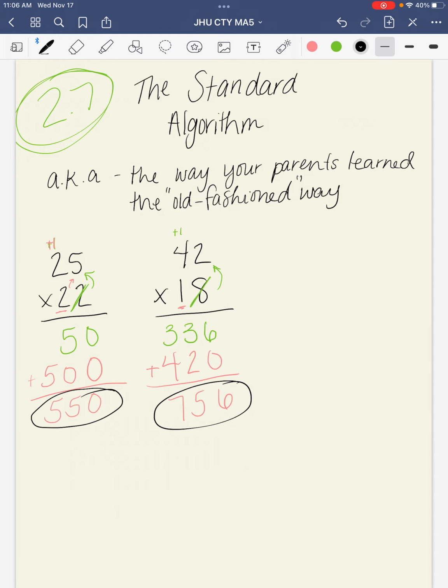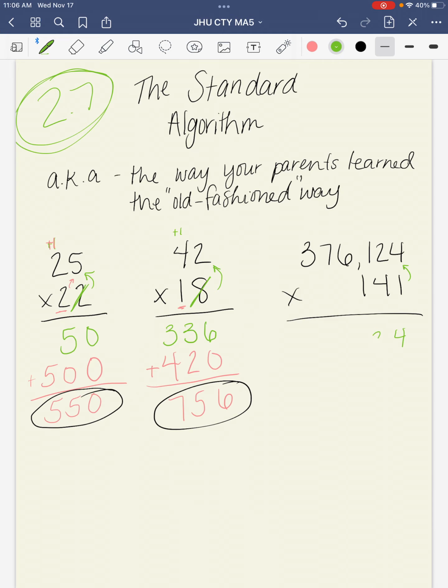Let's look at 376,124 times 141. Whew. Big numbers. This problem's gonna take us a little longer to do. That's okay though, because we can do it because we know the standard algorithm. So let's start on that right side again. 1 times 4 gives me 4.